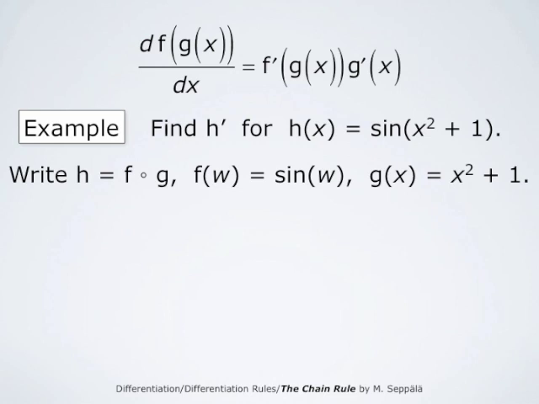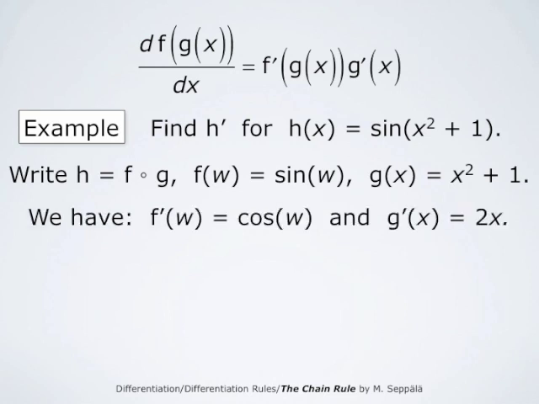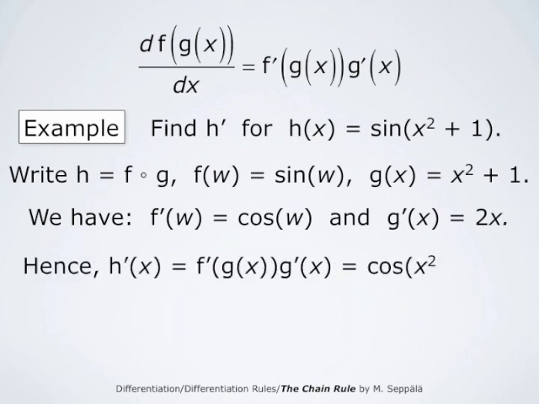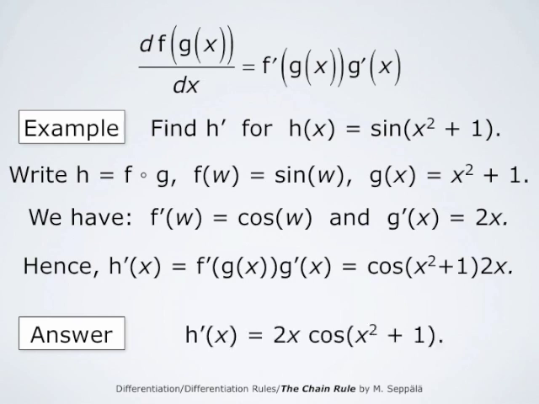The derivative of the outer function f is cosine, and the derivative of the inner function x squared plus 1 is thus 2 times x. So using this, the derivative of the composed function, h prime, is the derivative of f evaluated at g of x, that is cosine evaluated at g of x, so cosine at x squared plus 1, times g prime at x, which is 2 times x. So the answer is that the derivative of this function h is 2x cosine of x squared plus 1.